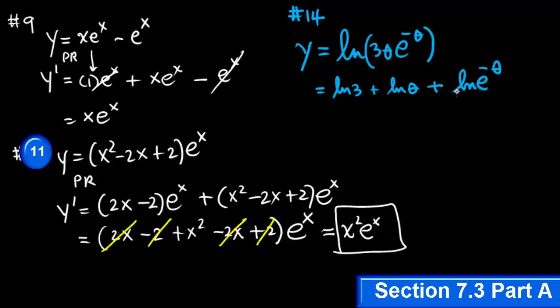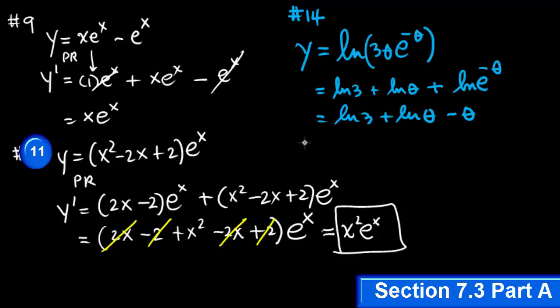This whole thing collapses. So we have the natural log of 3 plus the natural log of theta, minus theta, because that's all that's left. Remember, because they're inverses of each other, we're ready. So we didn't even have to use the properties or the derivative function for e to the theta.